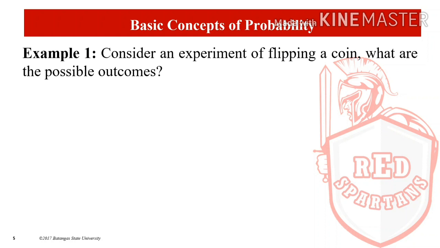So another example, so consider an experiment of flipping a coin. What are the possible outcome? So pag nag-flip ng coin, ano naman yung magiging outcome natin? So meron tayong head and also tail. So dalawa lang yung possible outcome natin. Kung ilalagay natin sa sample space, S is equal to open brace, then H para sa head, comma, then T para sa tail, then close brace. So yun yung ating answer.